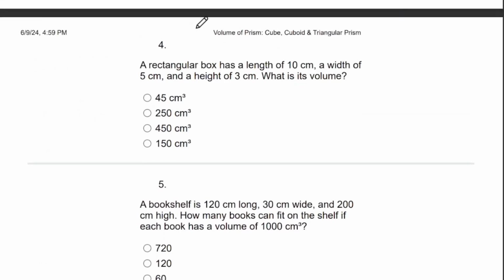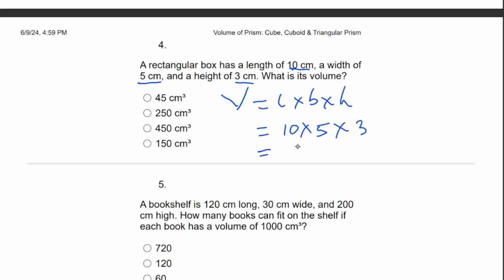Question 4 here. A rectangular box has a length 10 centimeters, a width 5 centimeters, and height 3 centimeters. What is the volume? So the volume of a cuboid, a rectangular box is a cuboid, is equal to length times breadth times height. So length is 10, breadth is 5, and the height is 3. So 10 times 5 is 50, times 3 is equal to 150 centimeters cube. So that is the last option there, option D. I hope this is clear. So move to question 5.